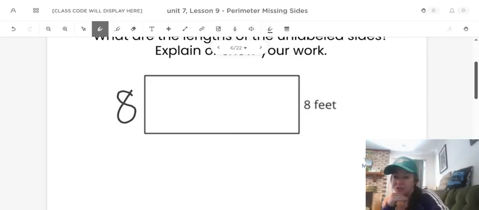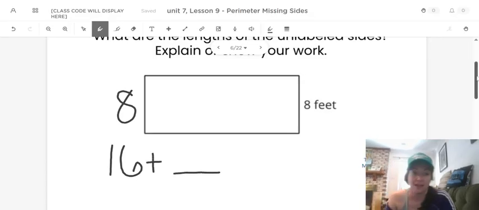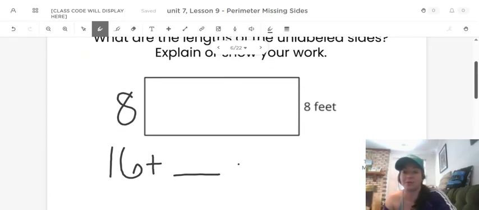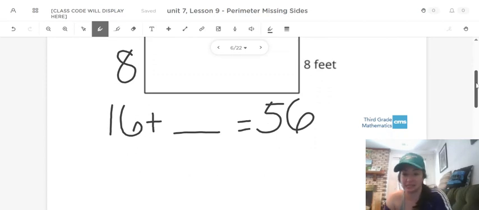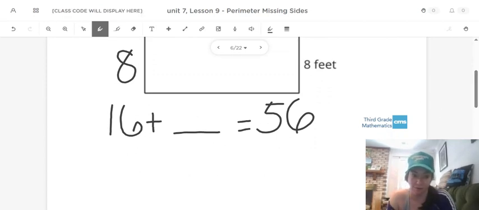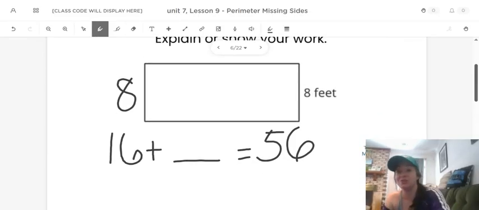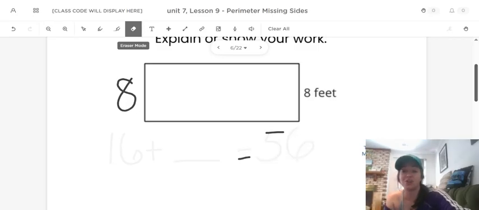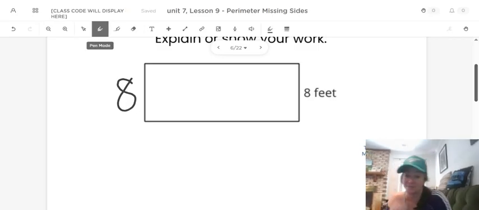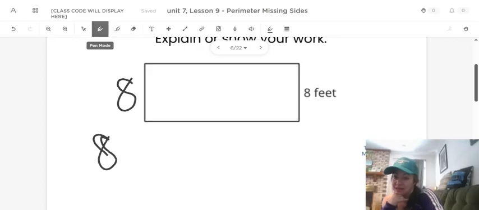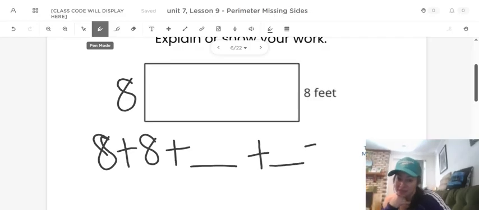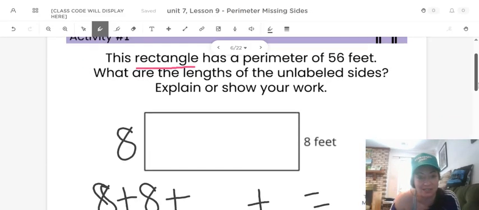I know that. So then I know if I'm going to get 16 plus something, it's going to give me the perimeter, which is 56 feet. But wait a minute. How many sides is this something over here supposed to be? Yeah, it's 2 sides. That's why it gets a little bit trickier. So you can write your equation like this. I'm going to show you a different way to write it that might make it a little bit easier. I would probably do 8 plus 8 plus something equals the perimeter, which is 56.